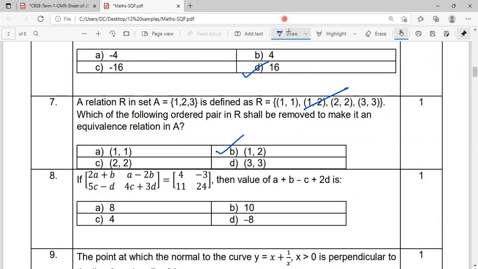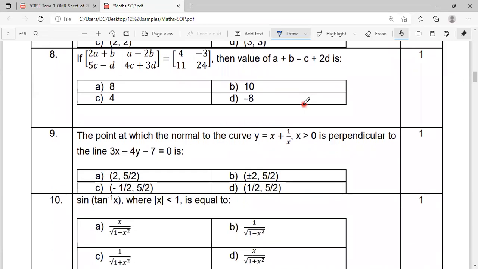Now I have this question here from matrices and determinants. Let's see how to attempt this. Now we know that if the two determinants are equal, then their elements should be equal. So we'll write the equation: 2a plus b should be equal to 4. Similarly, for the other one, a minus 2b should be minus 3. The corresponding elements should be equal, no?